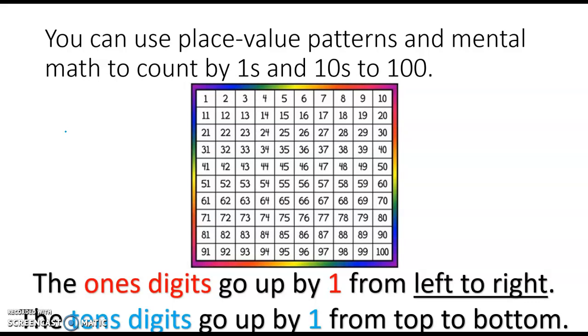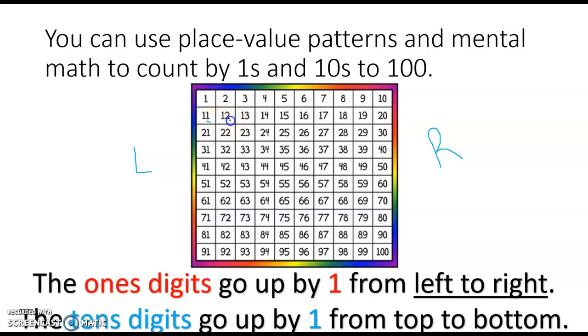So we can use place value patterns and mental math to count by ones and tens to 100. And of course, you know what a hundreds chart looks like. Here it is. So the ones digit will always go up by 1 from left to right. So here's the left. Here's the right. And if we look at these ones digits, no matter where we start, we're going up by 1.